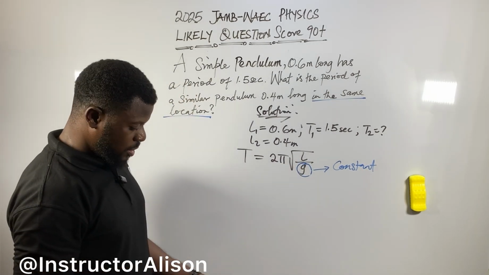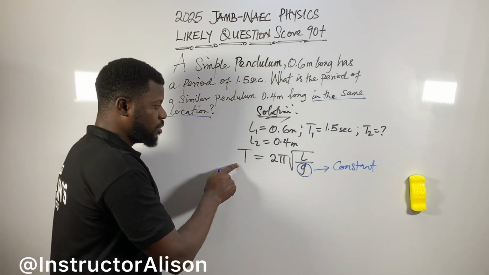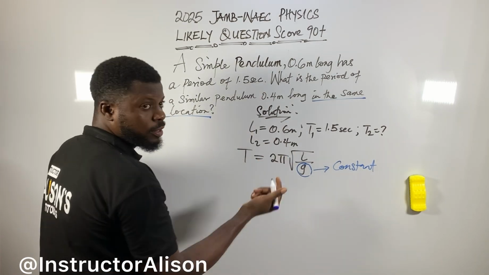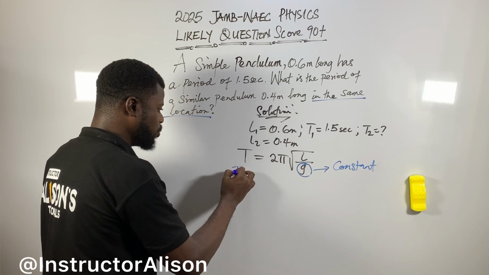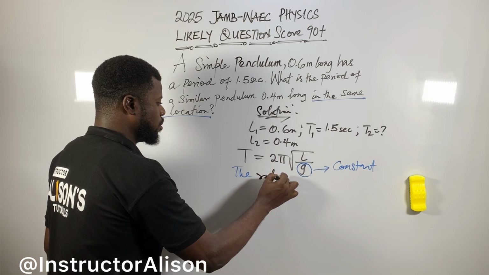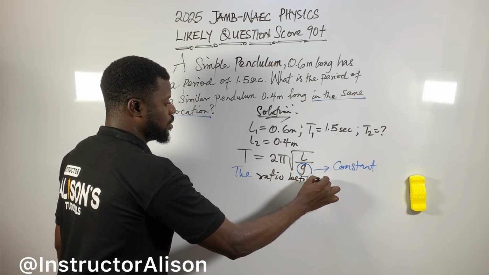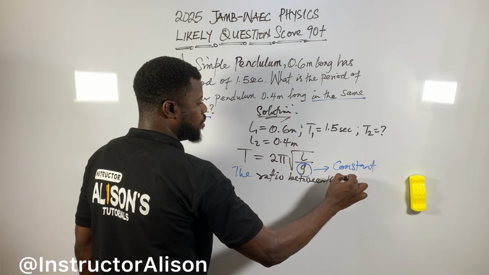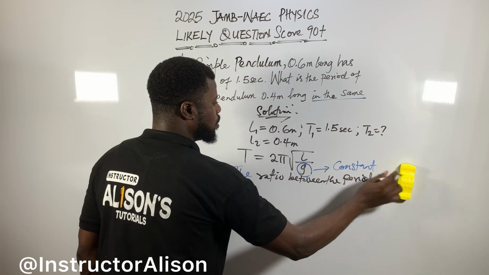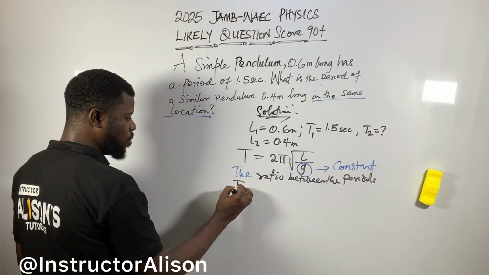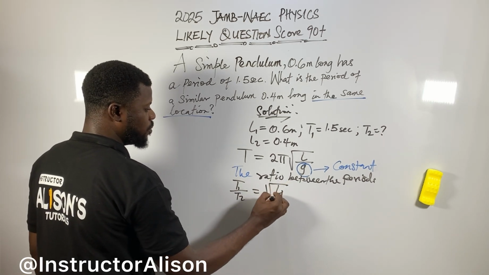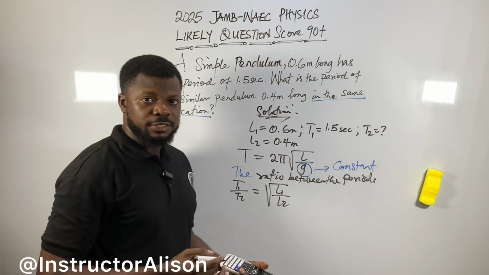The only thing we need now is the ratio between the periods. That means T is proportional to the square root of L. So the ratio between the periods, make it simple, between the periods, is T1 over T2 equals the square root of L1 over L2. That's the formula we can use.